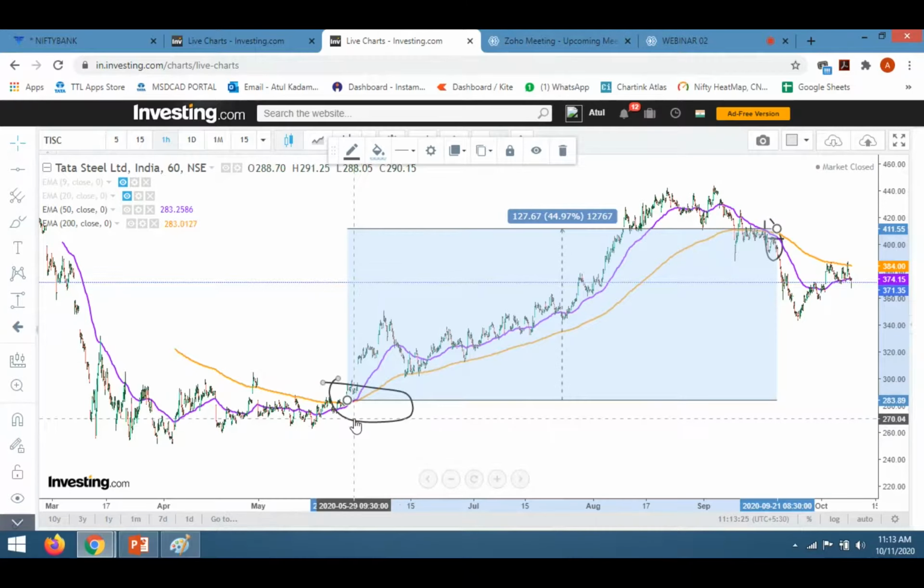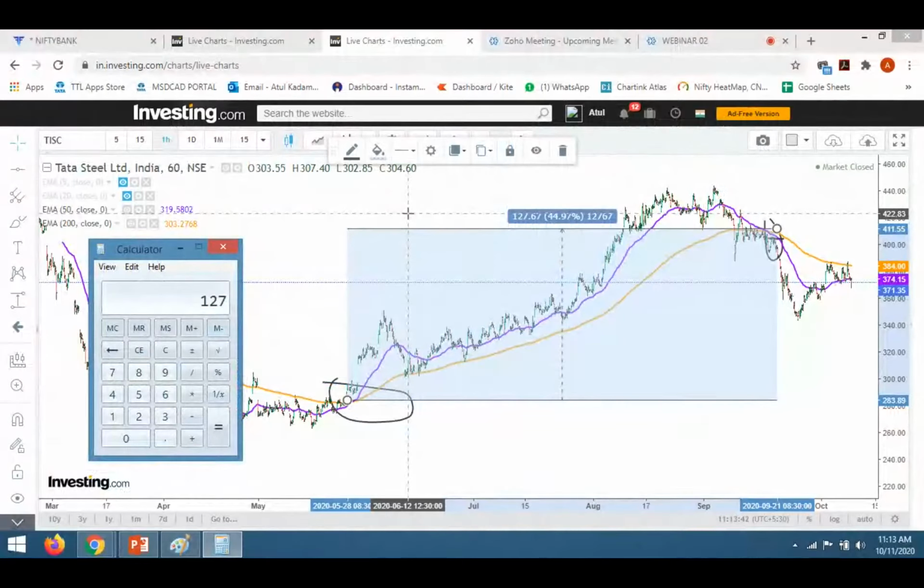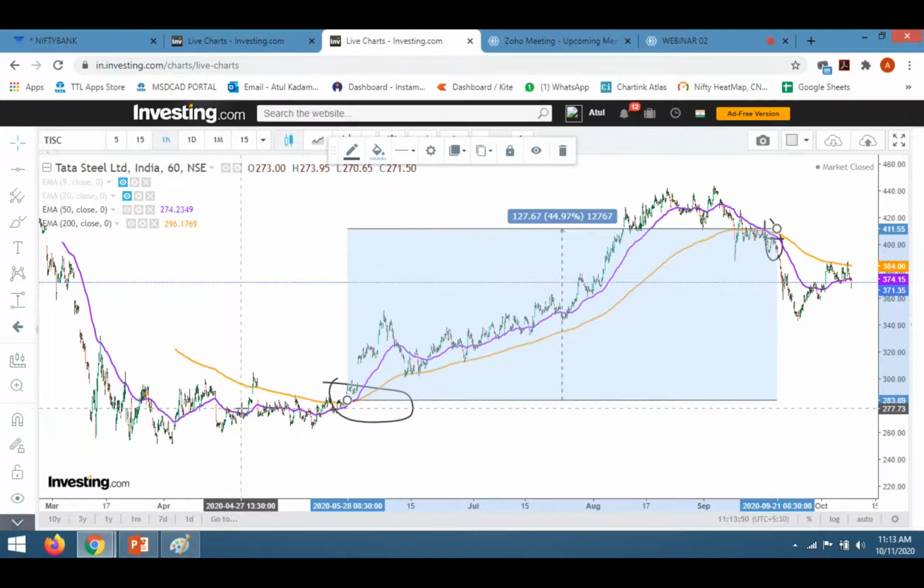Aapne trade liya tha 28 May ko, you exited at 4. 3 mahine chala aapka trade, continuously you are in profit for 3 months and aapka profit 127 point hai. So 127 points into 1700, if you are in one lot only, 215,000 in one lot. Okay, so if you are doing multiple lots you are in huge profit.